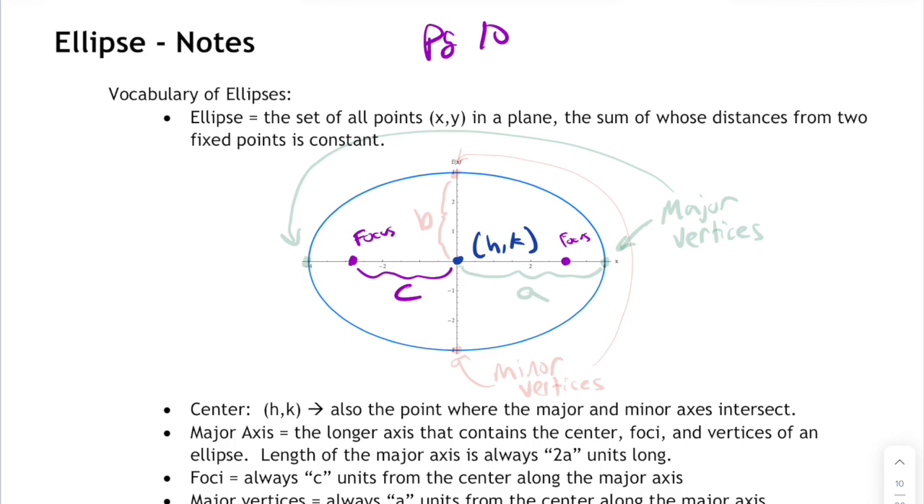It says the length of the major axis is always 2a units long, which means from the center to the edge of the ellipse is a units long. And we call those two points the major vertices.